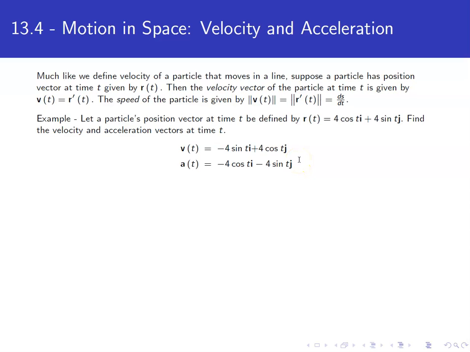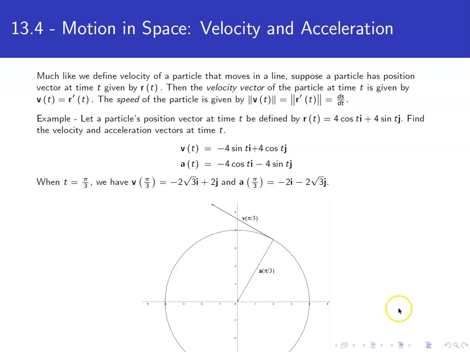Acceleration is defined the same way it was back in Calc 1. It'll be the second derivative of our vector function. So in this case, we'll have negative 4 cosine t i minus 4 sine t j. So if we say we wanted the velocity at time pi over 3, we would plug pi over 3 in for t, and we would get negative 2 root 3 i plus 2j for the velocity, and negative 2i minus 2 root 3 j for the acceleration.